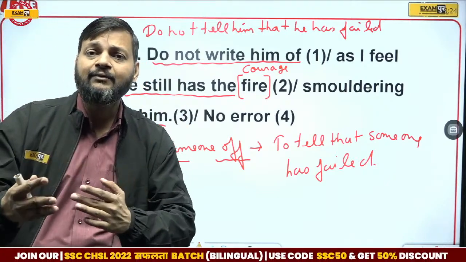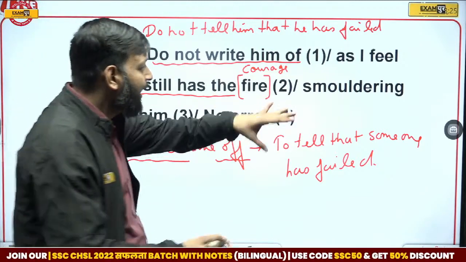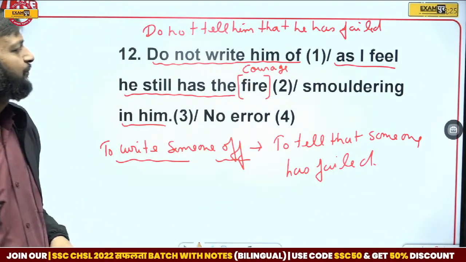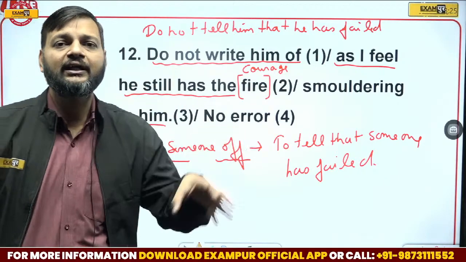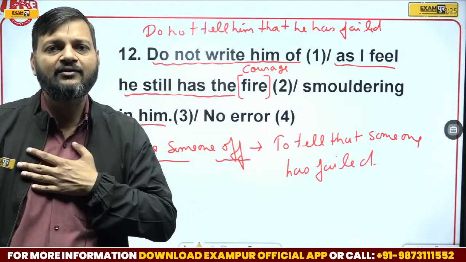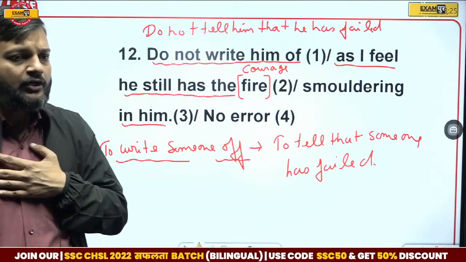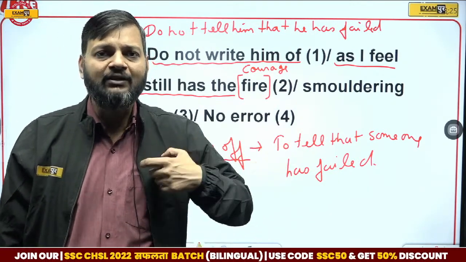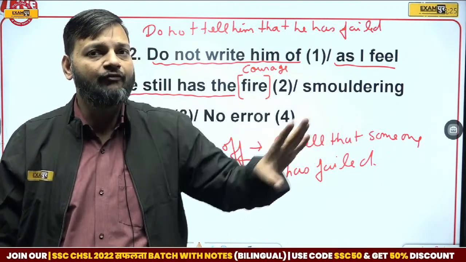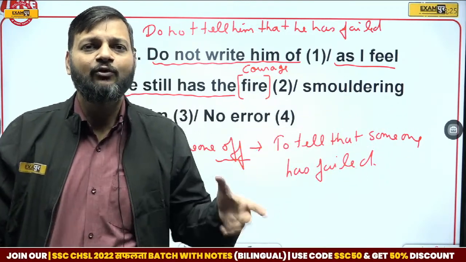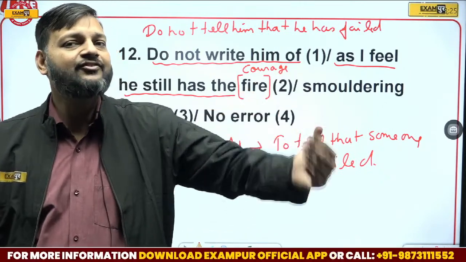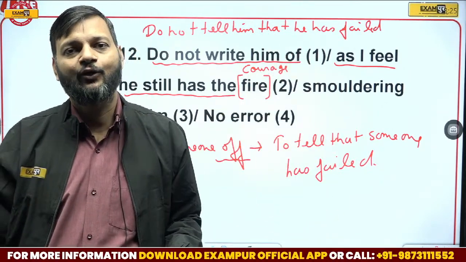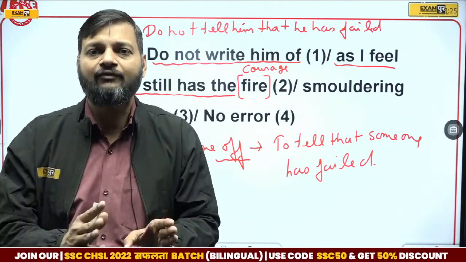Why not tell him that he has failed? As I feel he still has the courage, he still has the fire smoldering in him. For example, if someone says that your brother has failed, I will say do not write him off. Do not tell him that he has failed, because I think he still has the courage, he still has the fire smoldering in him. So this is the exact meaning of this sentence.